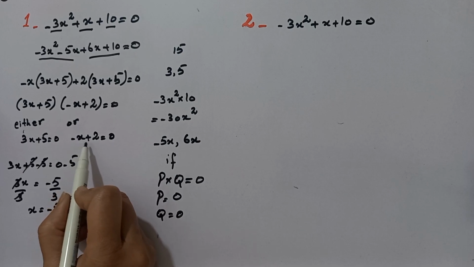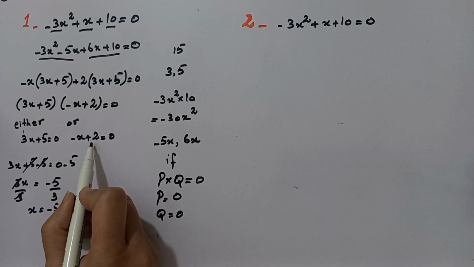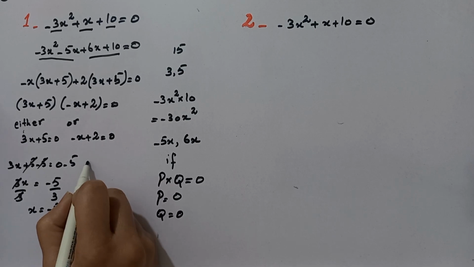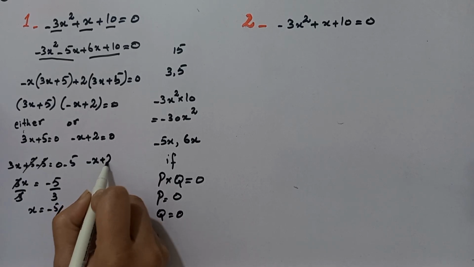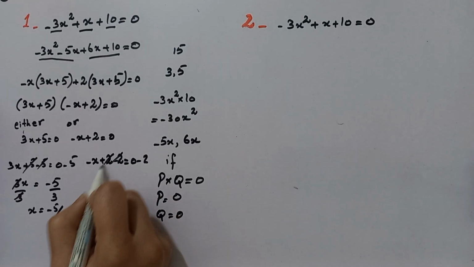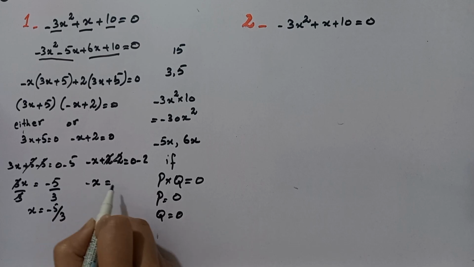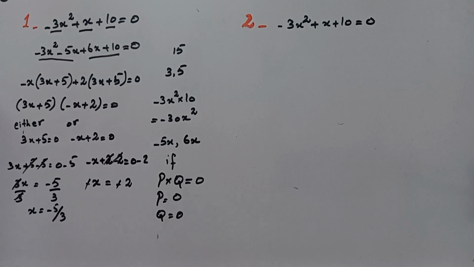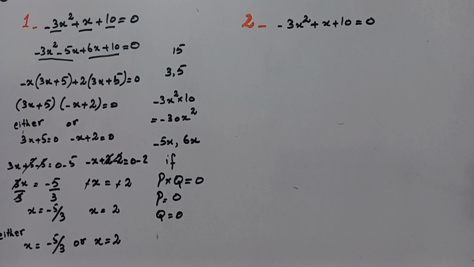Now look at this equation, minus x plus 2. Now in this equation, we need to eliminate this 2. So we will subtract it on both sides. So minus x plus 2 minus 2 equals 0 minus 2, and we are left with minus x equals minus 2. Negative sign can be eliminated, and we are left with x is equal to 2. So either x equals minus 5 upon 3 or x is equal to 2. These are the two roots of this quadratic equation.